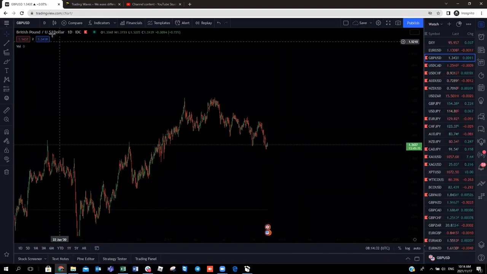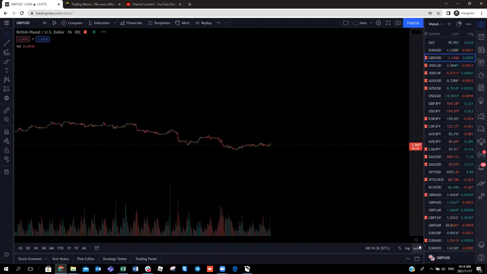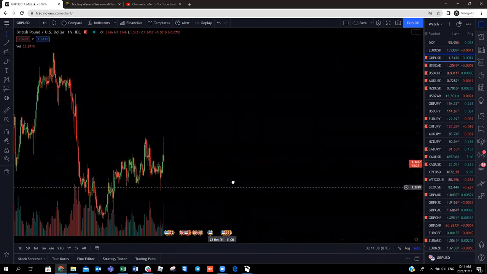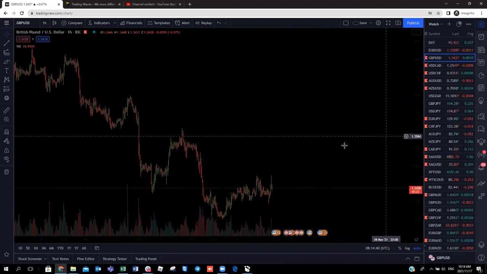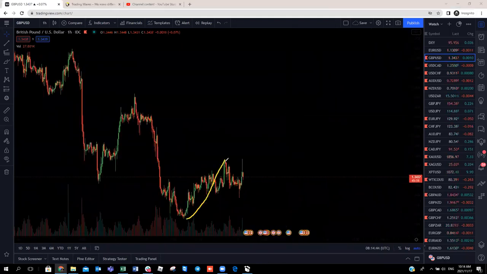Okay, so let's look at that in the 1 hour. So this, as you can see, it's going up pretty correctively. This is a three-wave move to the upside. This is another three waves. So there's a likelihood that we get another three waves to the upside here.